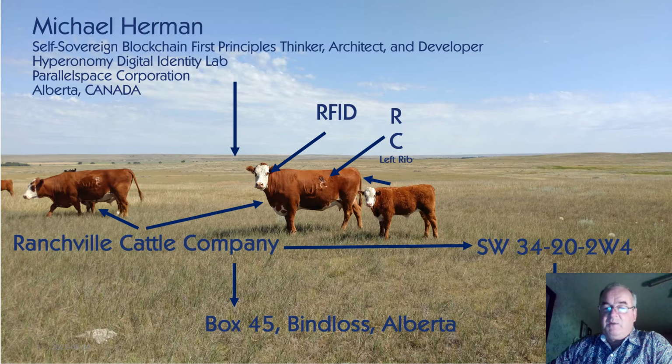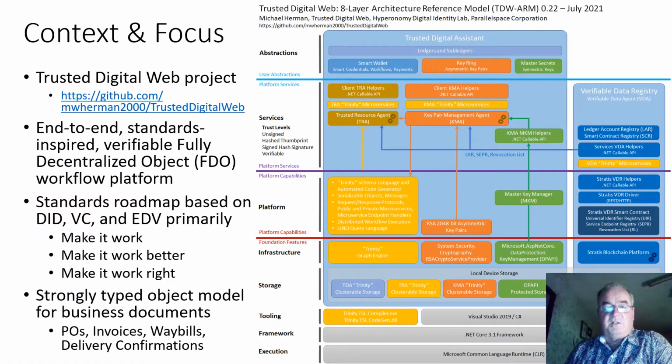The ranching company will have an address or a location, and that's what we call a legal description, Alberta legal description. And then that company may have other identifying information associated with it, such as box number 45 in Bindloss, Alberta. So it turns out that the place where I live, the cattle that I own, have a lot of relationships and are very amenable to a lot of this stuff we're talking about when it comes to verifiable credentials.